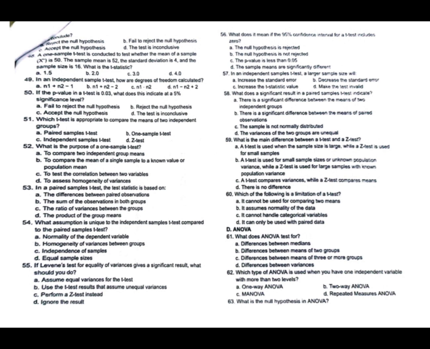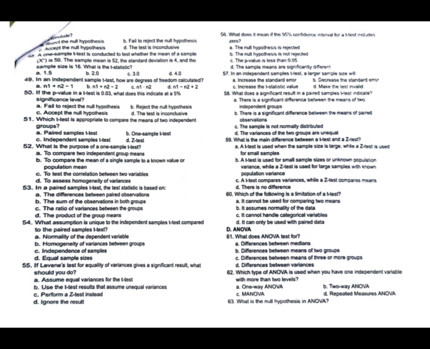So what is the purpose of one sample t-test? The purpose of one sample t-test is to compare the mean of one single sample to a known value or population mean, letter B. In a paired sample t-test, the test statistic is based on the difference between paired observations, letter A. So what assumption is unique to the independent sample t-test? Letter C. Independence of samples.